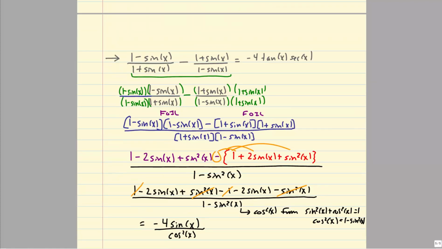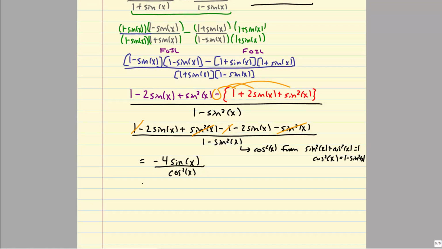Now remember, we have to keep our eye on what we're trying to do here. We need a negative 4, which I have, tangent, secant. So let's rewrite this in terms of tangent. That would be sine x over cosine of x. And then I'm left with 1 over cosine of x. Sine over cosine is tangent, and 1 over cosine is secant.